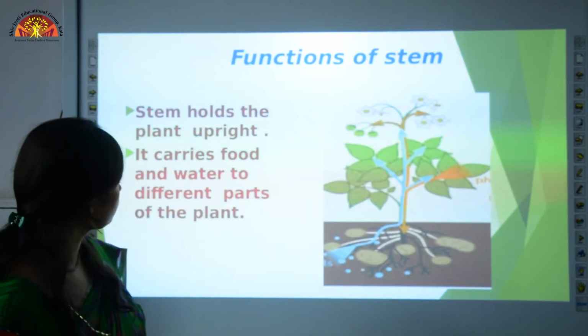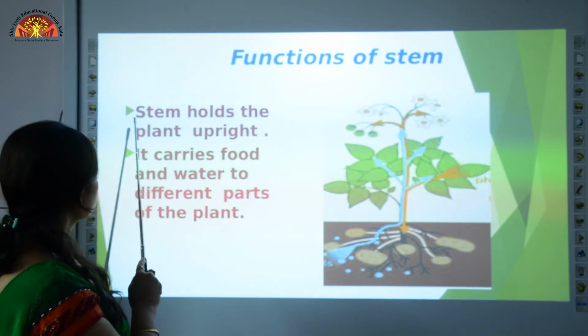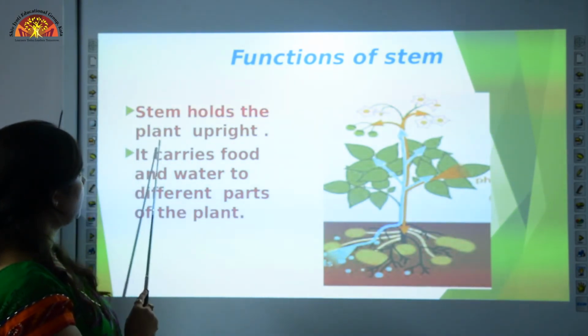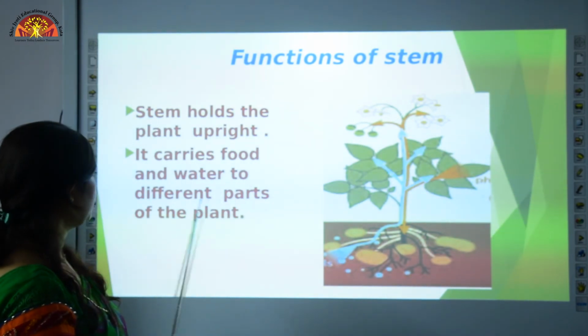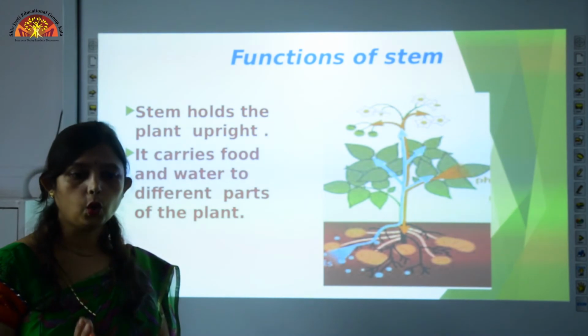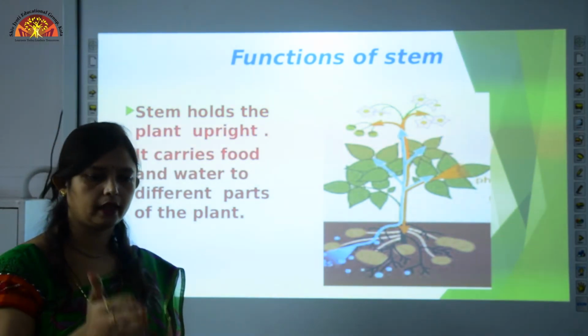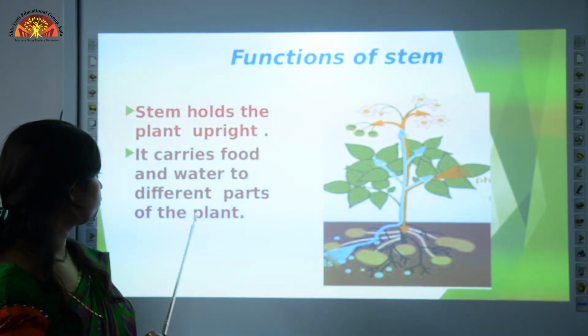Now we come to functions of stem. So first is, stem holds the plant upright. It carries food and water to different parts of plant. So the very first function is that it holds the plants upright so that it can grow well. Then second is, it carries food and water to different parts of a plant.